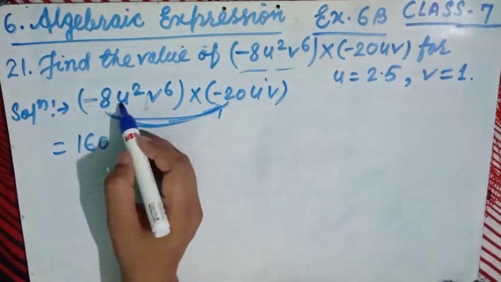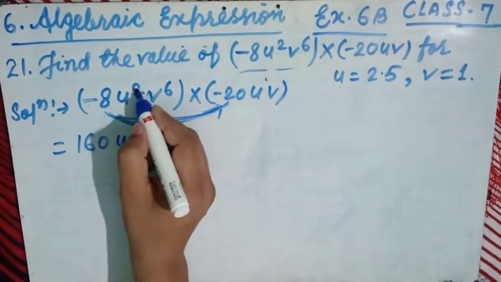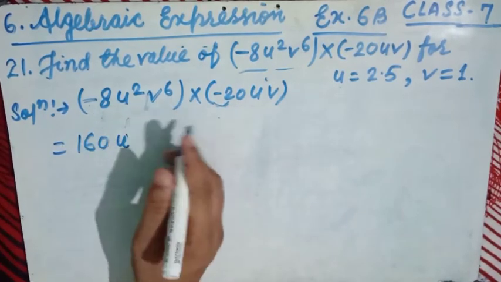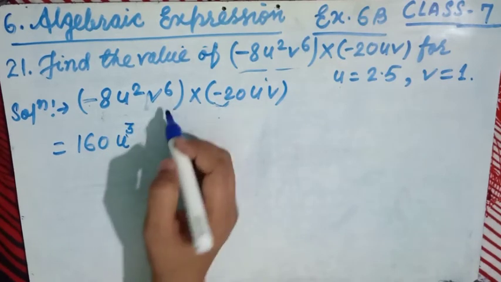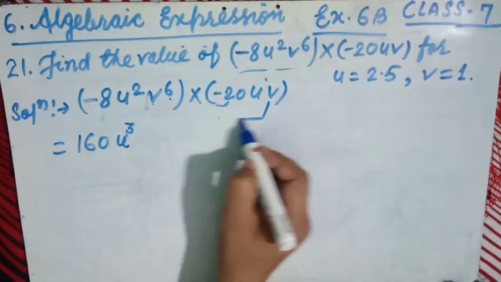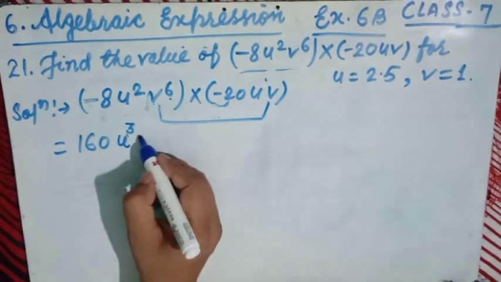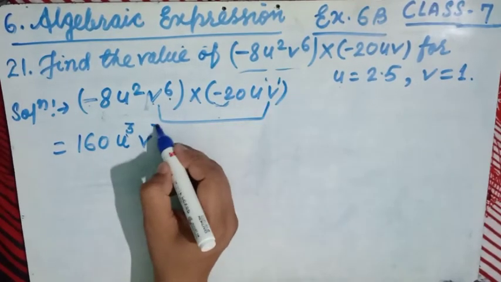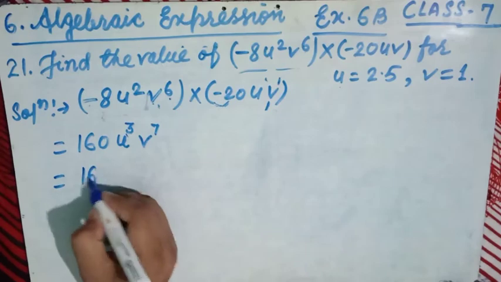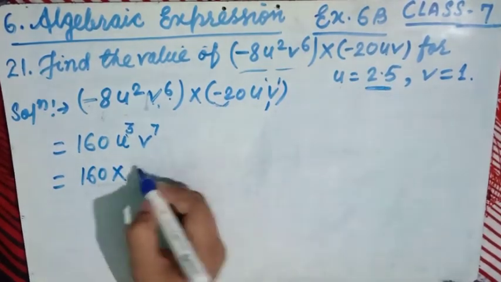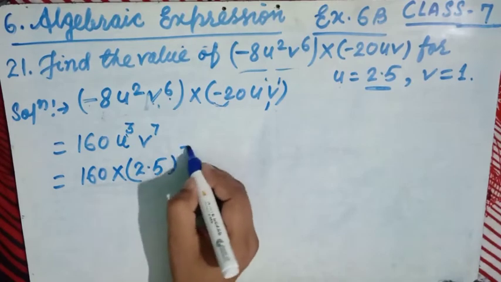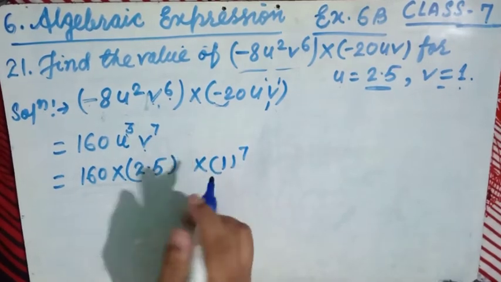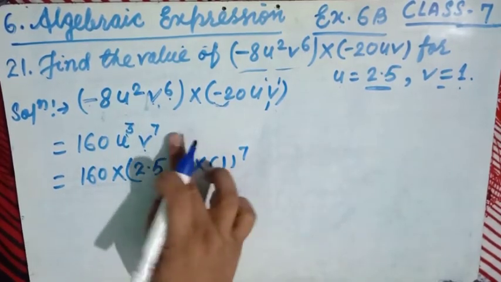The same base, write the single base. So 2 plus 1 is 3, because if the bases are the same, then add their powers, add their exponents at the top of the variables. Here is v raised to the power 6 and the single v; v multiplied by v, write the single v, because the bases are the same, add their exponents, 6 plus 1, 1 is hidden, 7. This is very simple. Now instead of u we place 2.5 raised to the power 3. Instead of v, v is equal to 1, and 1 raised to any power is 1.